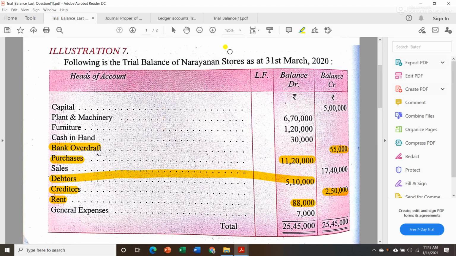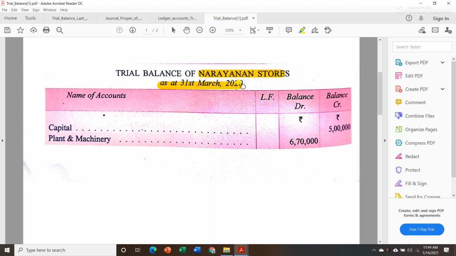Since the transaction took place before this date and we are supposed to prepare the final trial balance on this date, we wrote 31st March 2020 in our final trial balance as well. Now you can do a trial balance in two ways. I will tell you the simple one as well as the other.